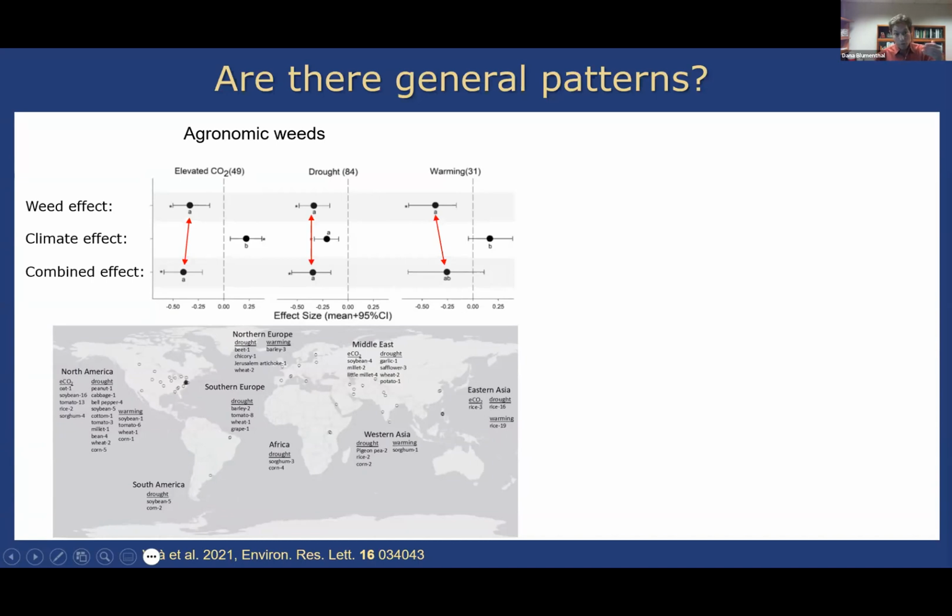With respect to CO2, I'll point out one other thing, which is that CO2 by itself was benefiting crops, and just having weeds seems to get rid of any potential benefit from CO2. So there's a slight interaction there. But by and large, good news.